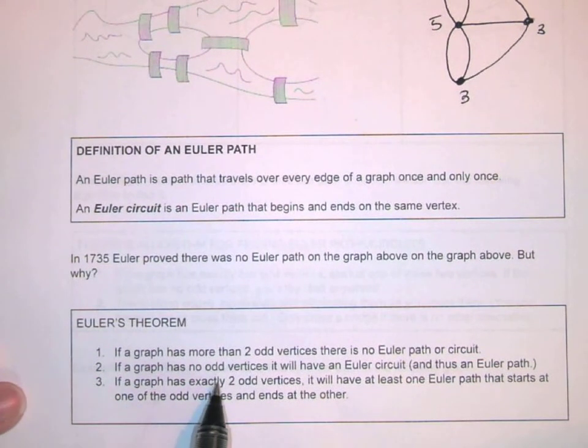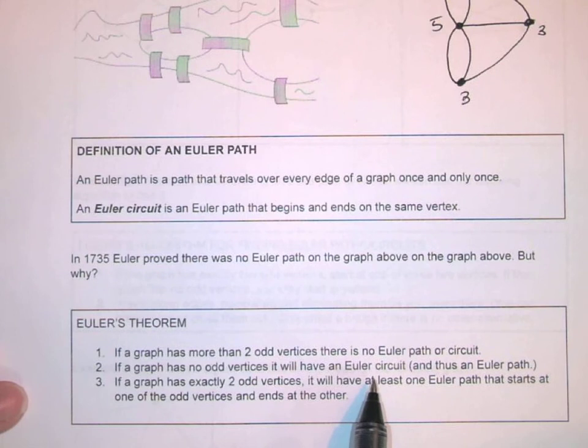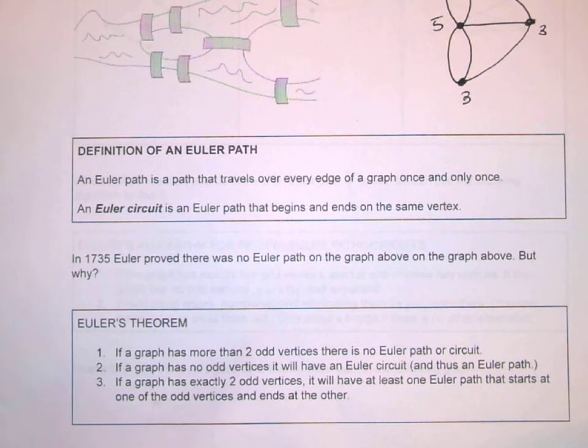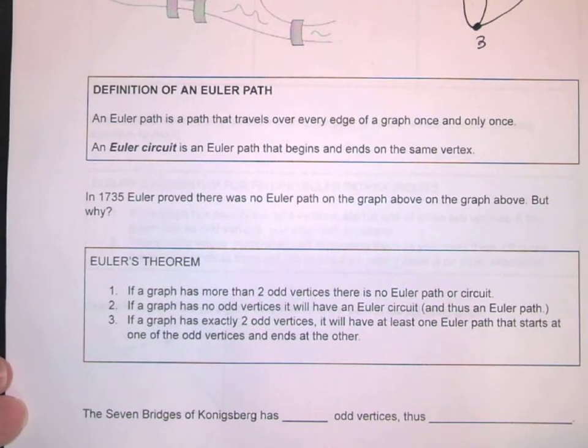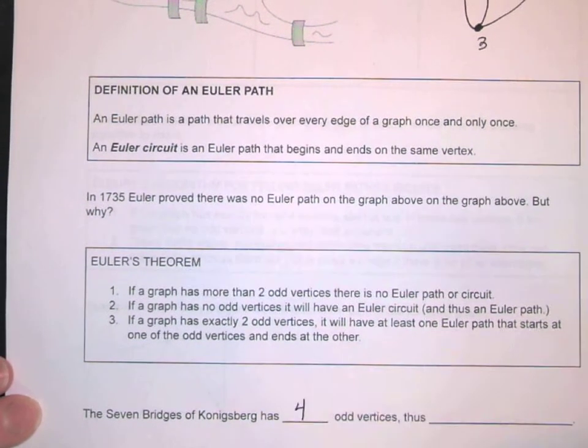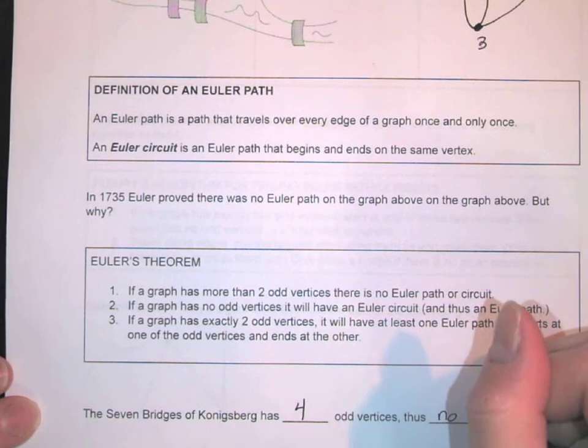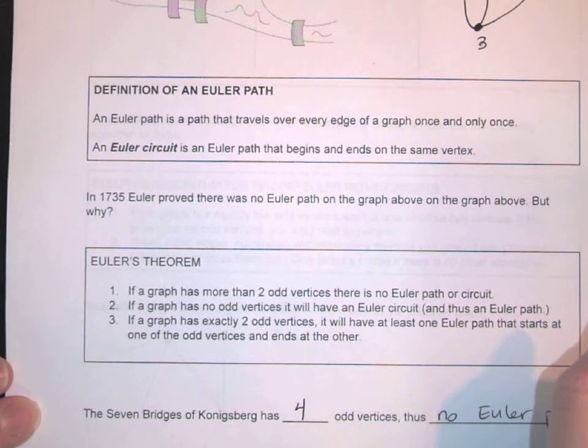If a graph has no odd vertices, it will have an Euler circuit and therefore an Euler path. And then if a graph has exactly 2 odd vertices, it will have at least one Euler path that starts at one of the odd vertices and ends at the other odd vertex. So in ours above, like we just said, there are 4 odd vertices, thus no Euler path or circuit.